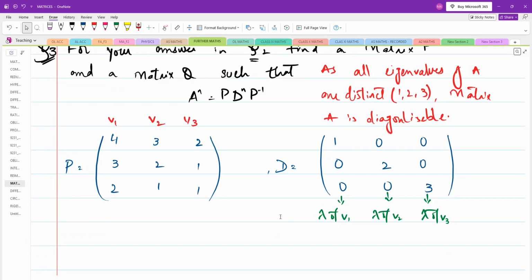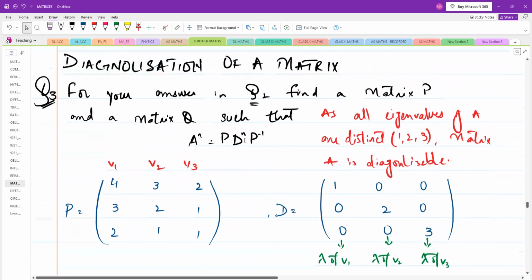Up until now, the whole thing that we have done is the things that we need to do in order to find our diagonal matrix or matrix D. The first thing that we need to do is find values of lambda, and the second thing is find the eigenvectors. Now you're going to put all three eigenvectors together.